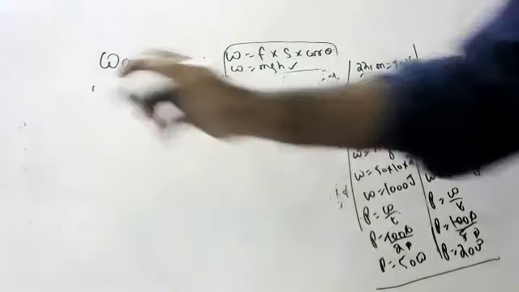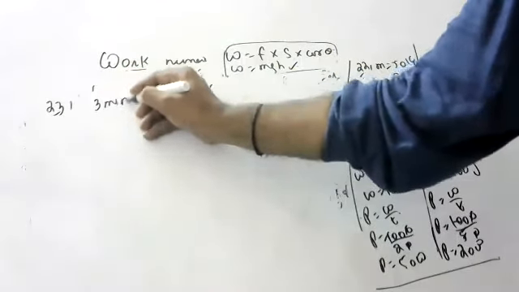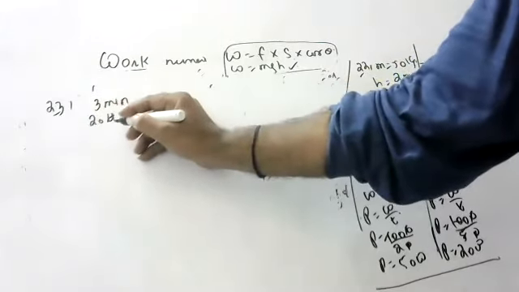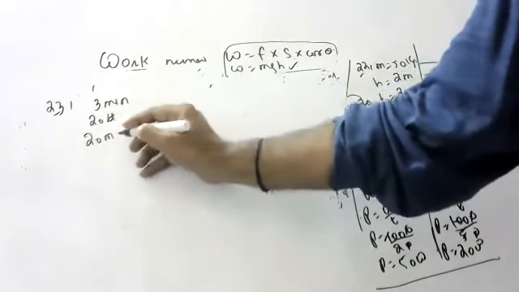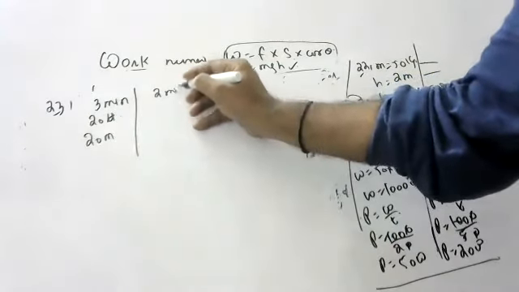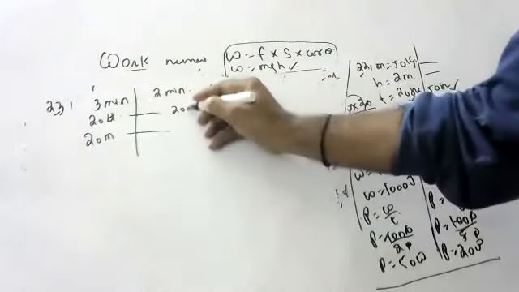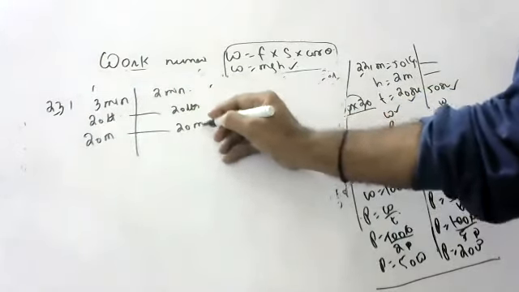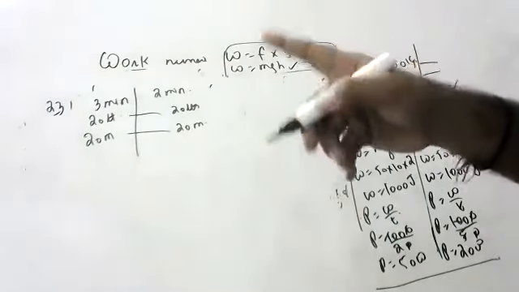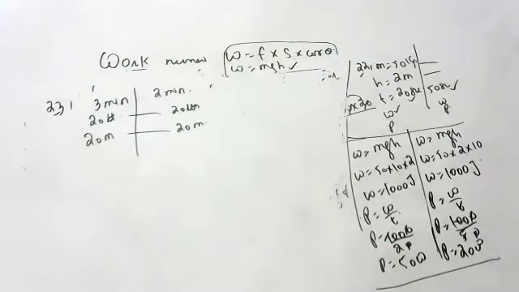Last question, children, for today. A boy takes 3 minutes to lift a 20-liter water bucket from a 20-meter deep well, while his father does it in 2 minutes. Same 20 liters in a 20-meter well. The question is, compare the work and power developed by them.